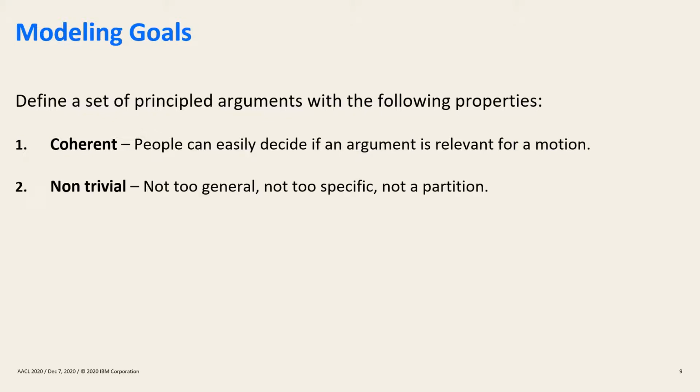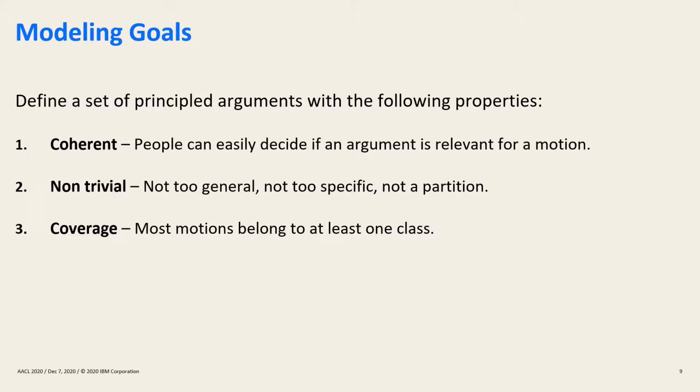Second, we want this to be non-trivial, a non-trivial modeling. We don't want the claims to be very general so that they are applicable for every motion. We don't want them to be very specific, to be specific to one motion. And also, we do not want this to simply be a partition. This is often done in motion datasets, where motions are labeled as being about economy or technology, but we want to capture an aspect of the motion, or the various aspects of the motion, and not some general label.